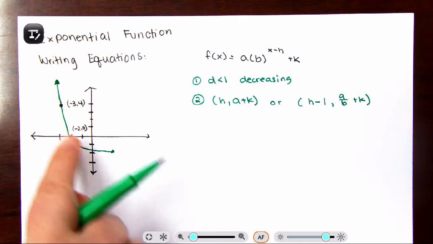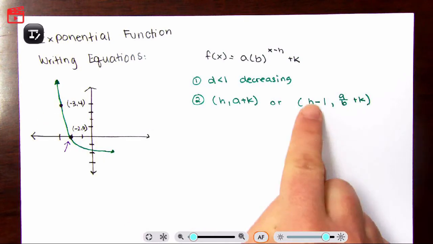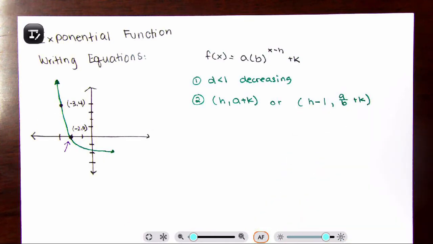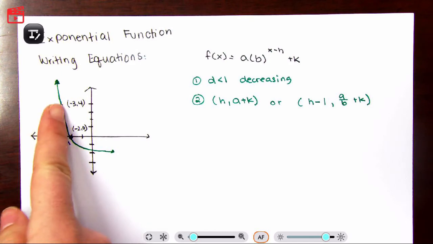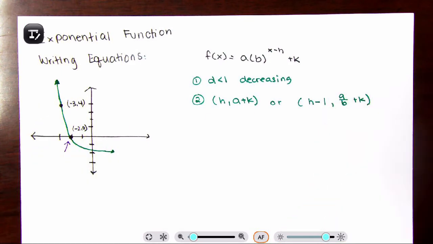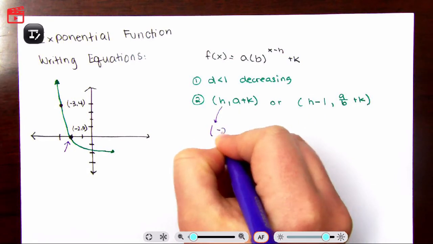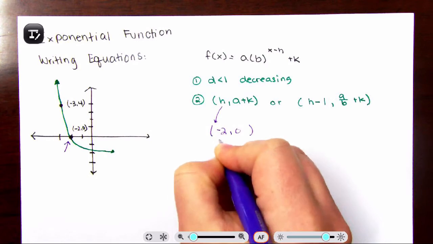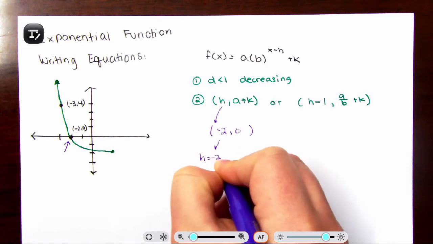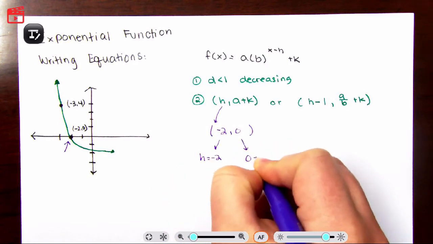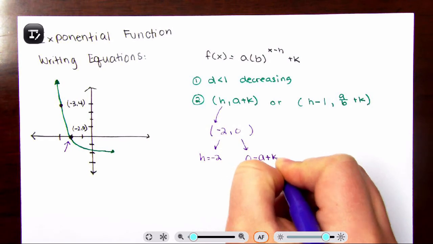Just make sure that you have a corresponding point. If you have an h value, you'd subtract 1 from it. That means your h value is going to be smaller. So then this secondary point will be your secondary reference point. So be careful. I'm going to write my point underneath it. I have -2, 0, which means that h is equal to -2 and 0 is equal to a plus k.